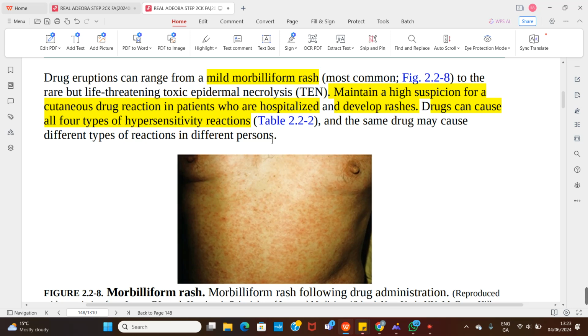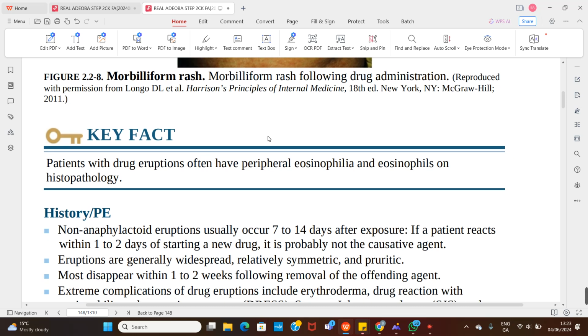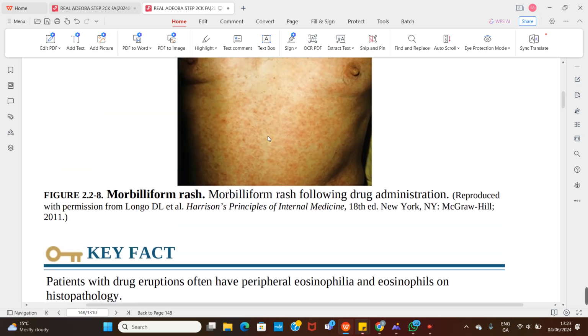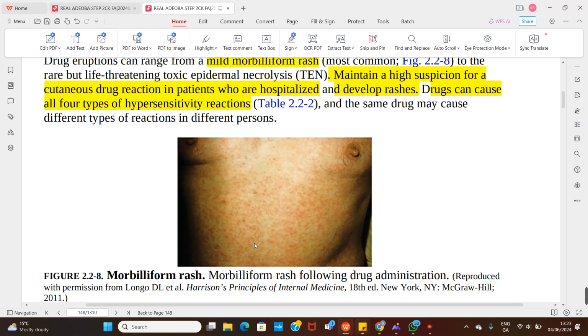Then the last one, which is the fourth, is Stevens-Johnson syndrome and toxic epidermal necrolysis, or even DRESS syndrome, which we are going to talk about shortly. So that's a type 4, and that one is cell-mediated, right? So don't forget, when you see a morbilliform rash on the trunk spreading to the extremities, think about drug reaction, right?